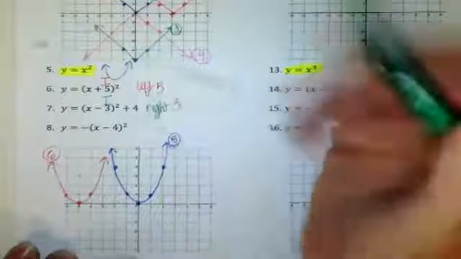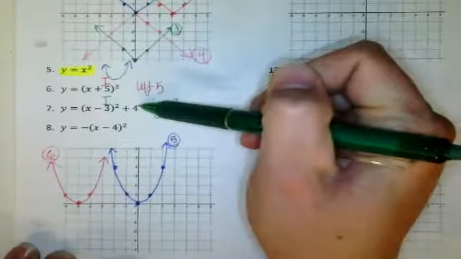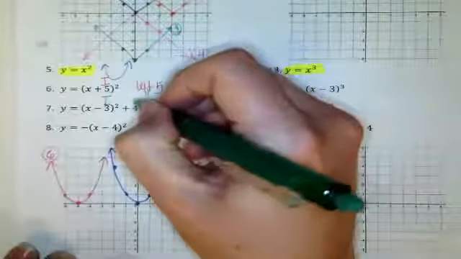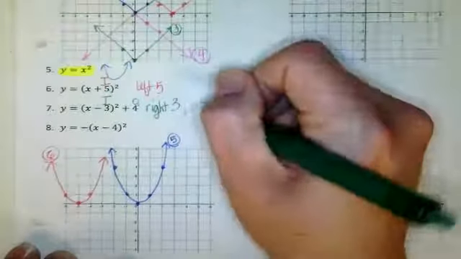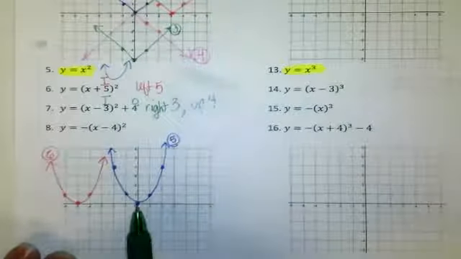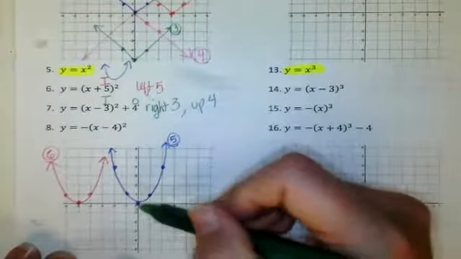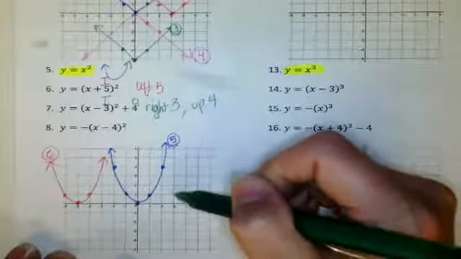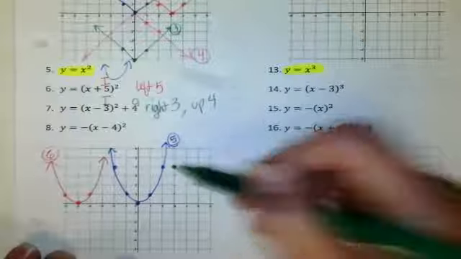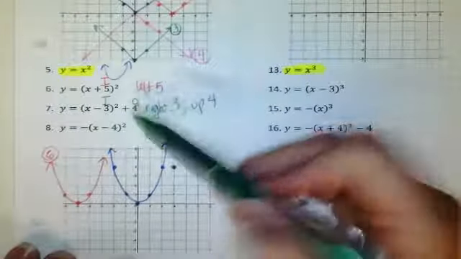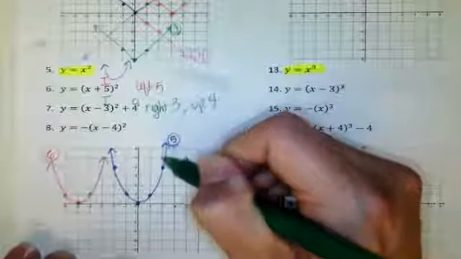Right 3. The 4, is it on the inside or the outside? Outside. Does that affect X's or Y's? Which means it's going to go up 4. So again, from my blue graph, gentlemen, I am going right 3 and up 4, which is how the vertex becomes positive 3, 4. All right?